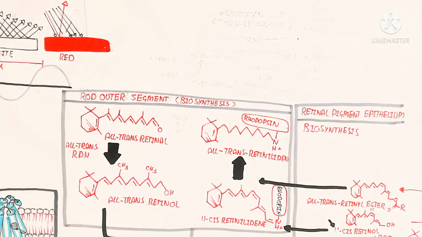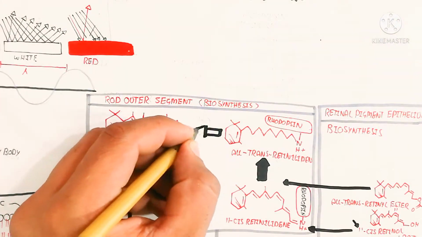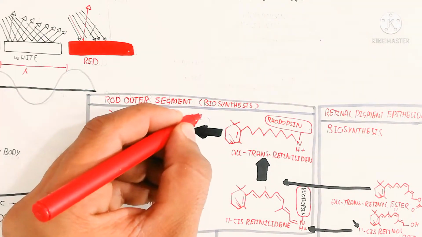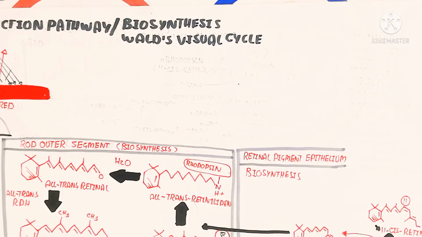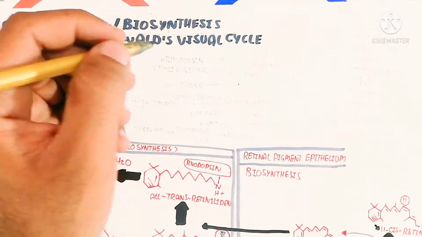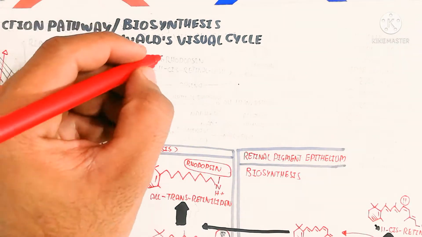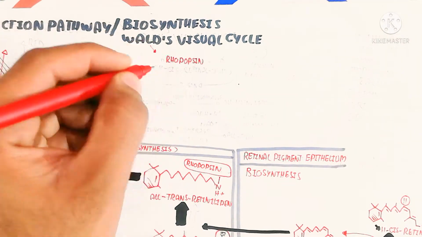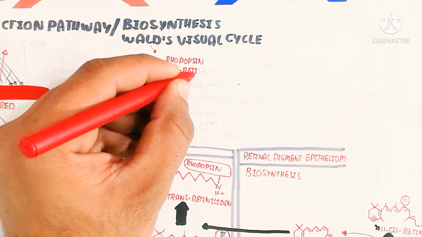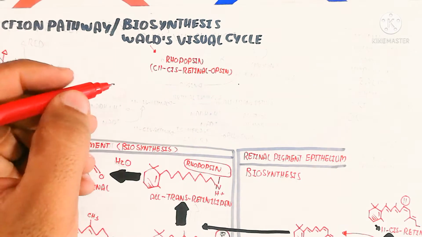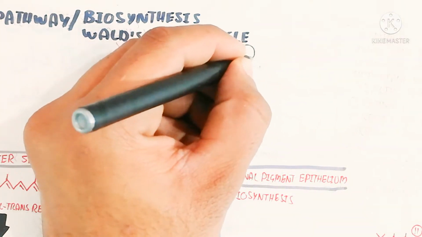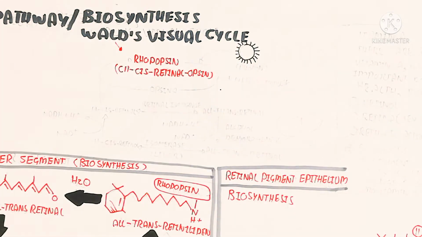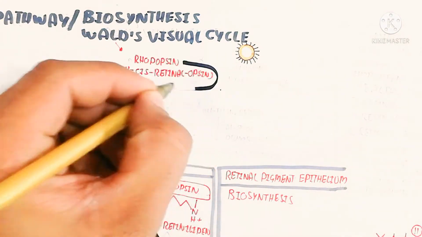So this is the 11-cis retinylidene, and in this way the rhodopsin will be bound, and here is the all-trans retinylidene, which is bound with the rhodopsin. In the presence of water it can be converted into all-trans retinal. So in this way the retinol, all-trans retinol, is very important and is used for the rhodopsin attachment. That is why 11-cis retinylidene is the rhodopsin formation.